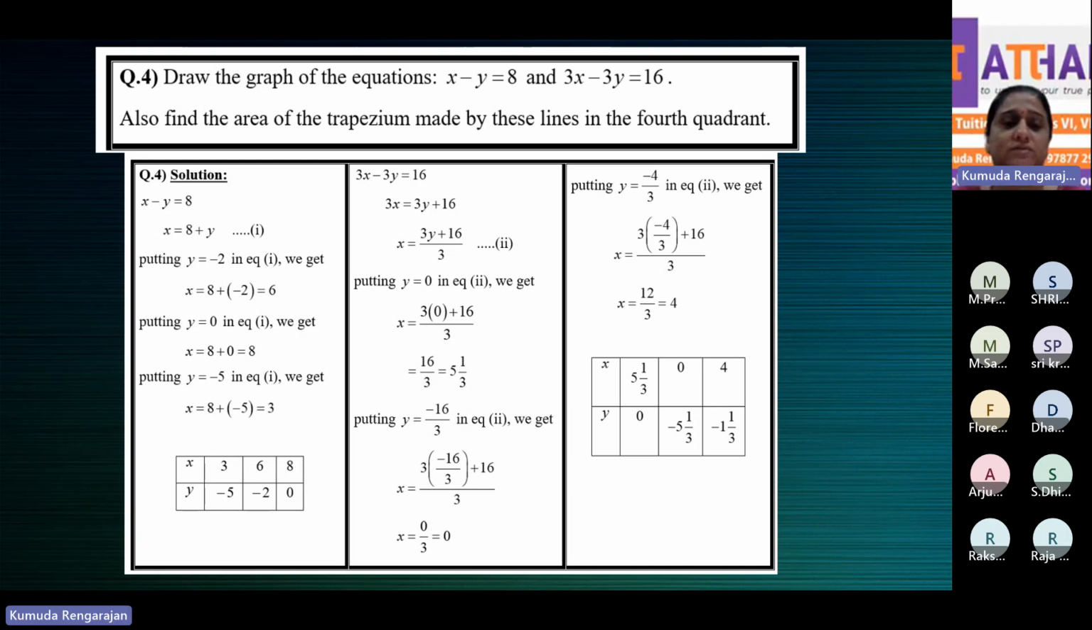Please write down this. I'll show you the graph also. So maybe you can complete it later. Please write down the question and take down this working. You can do the graph later.